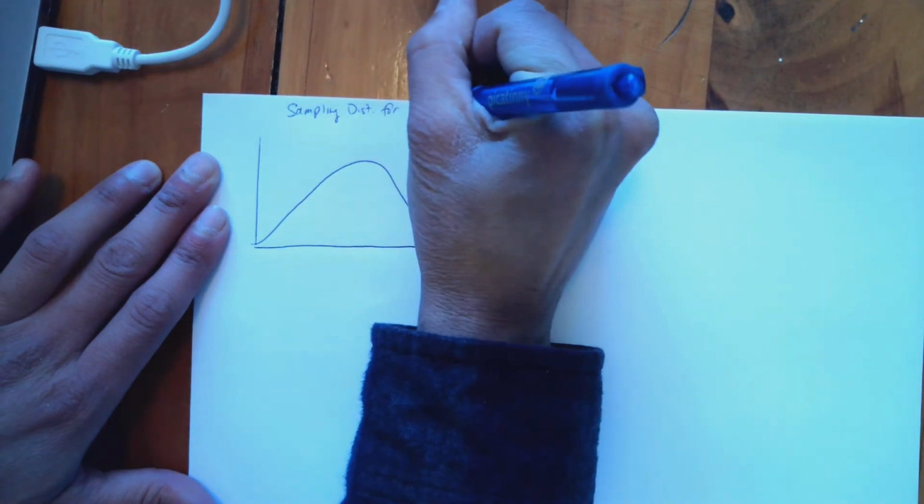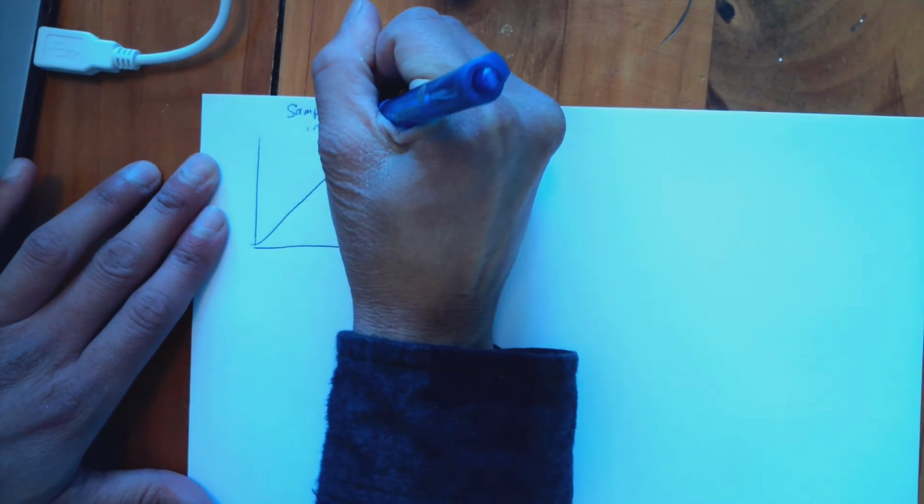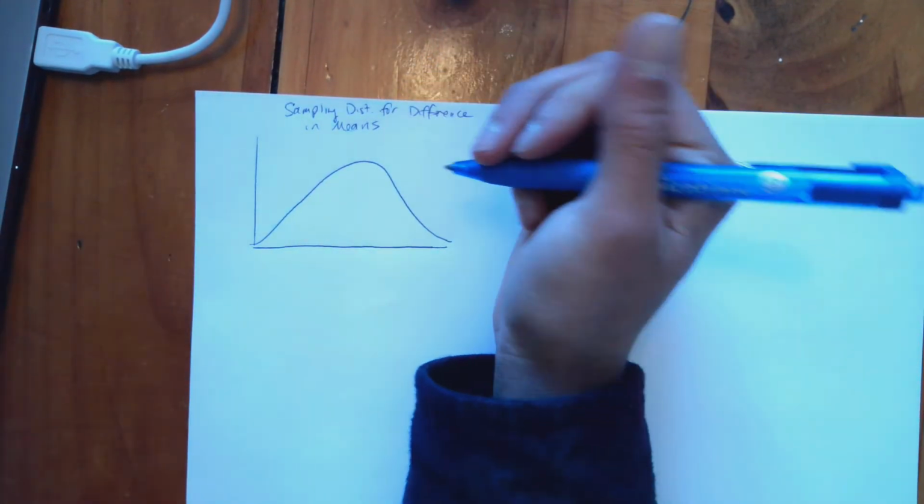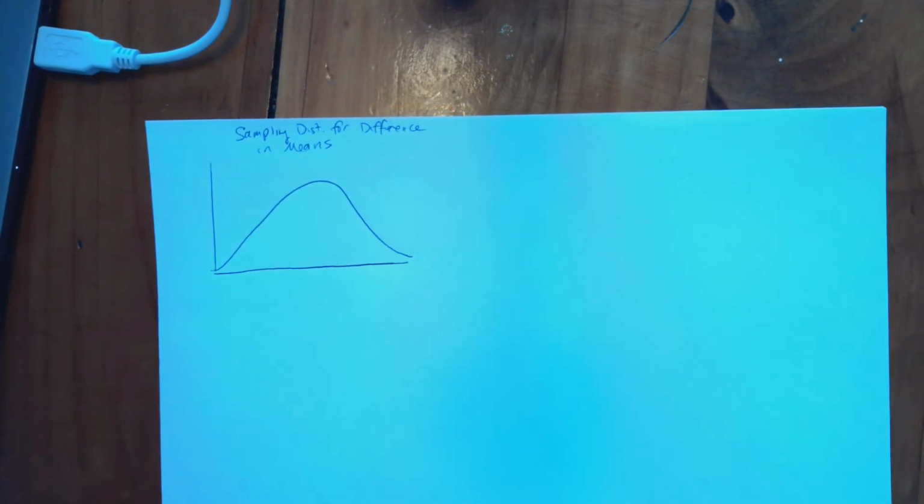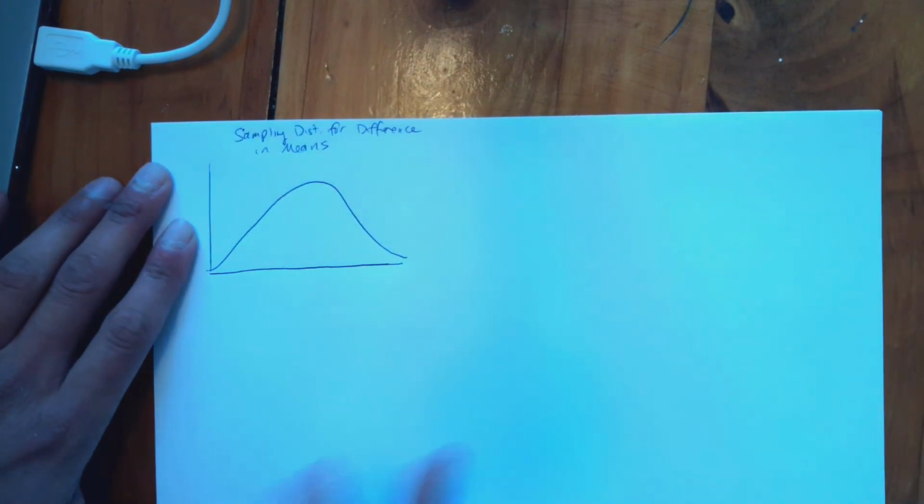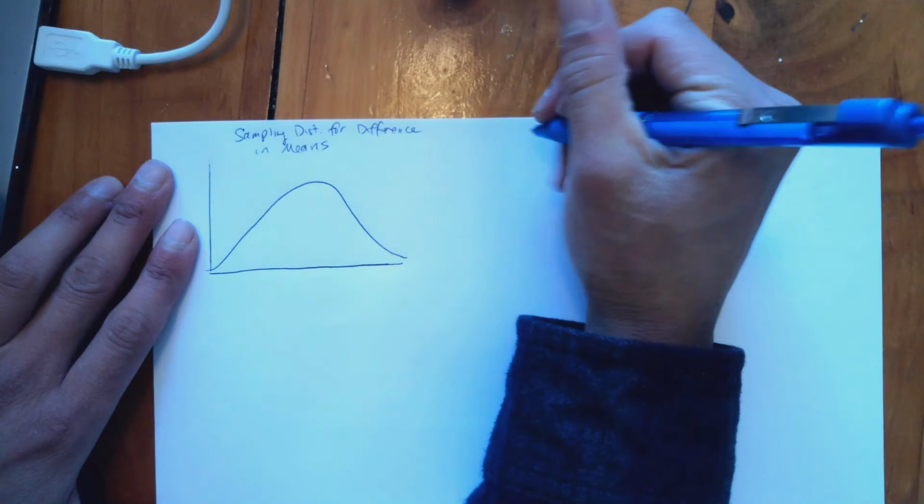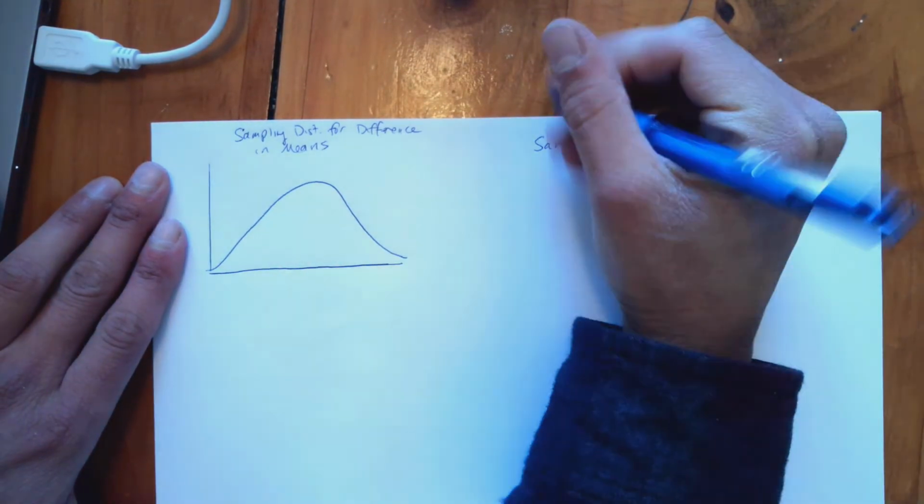for a difference in means. And come back to that in a second. So when I talk about a difference in means, I'm talking about the difference that you get when you subtract one sample mean from another sample mean. So in order to do this, we're going to be working with examples that have two samples.